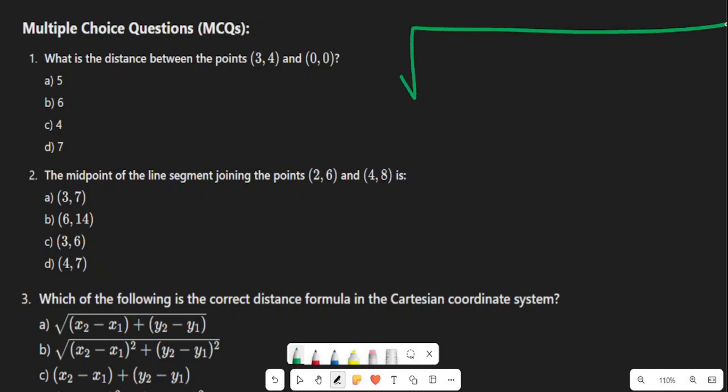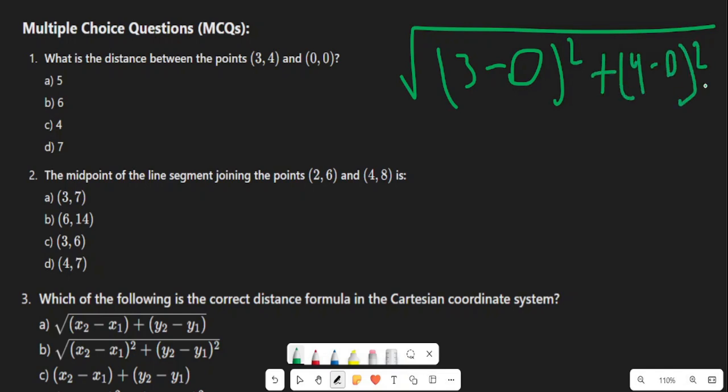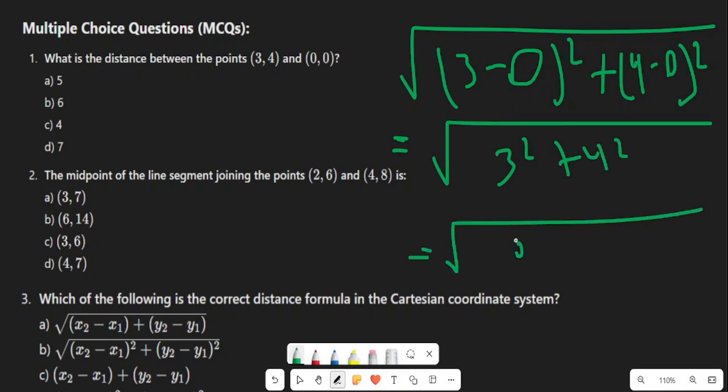Okay, there is root of 3 minus 0 whole square plus 4 minus 0 whole square. Now using the calculator we can do it like this. Actually I'm suggesting to use the calculator because in MCQ that is more convenient. Still let's do it for learning. So this is 3 square plus 4 square, it is 9 plus 16.